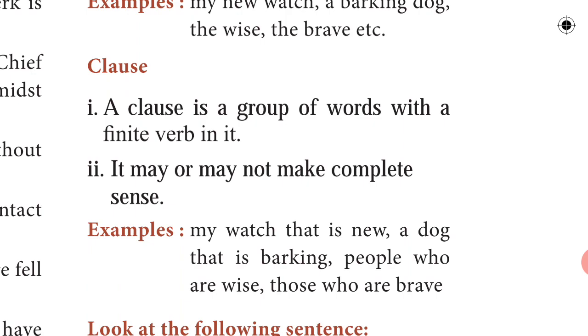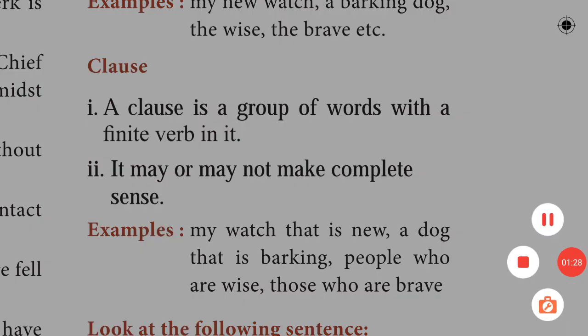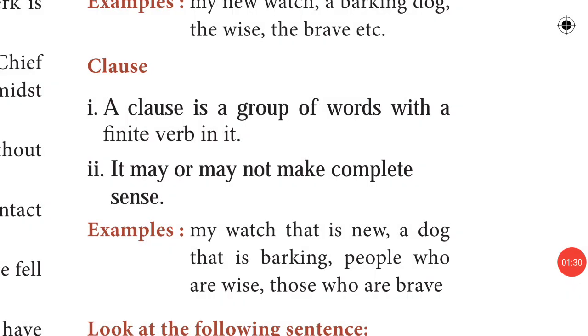But all these groups of words have a finite verb. For example, in my watch that is, the finite verb is there. The next groups of words, a dog that is barking, people who are wise, those who are brave, have finite verbs but don't give complete meaning. So a clause is a group of words with a finite verb. It may give a complete sense or may not.